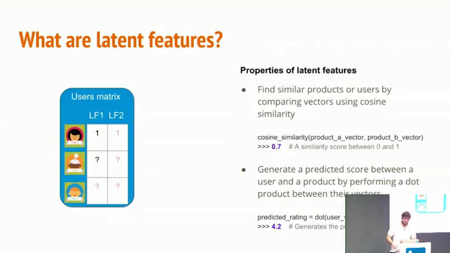Another thing we can do is compute scores and generate new predictions for users and items that have not been seen yet. So if I have a new user vector and a product vector, I perform the dot product, and what I'm basically doing is generating the predicted rating.